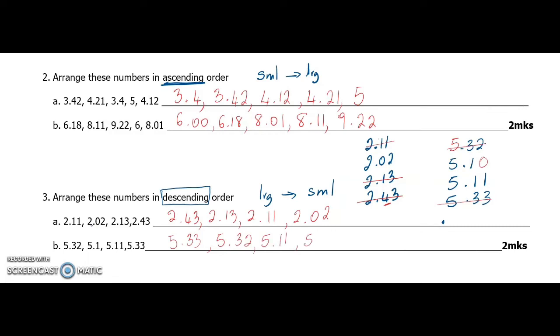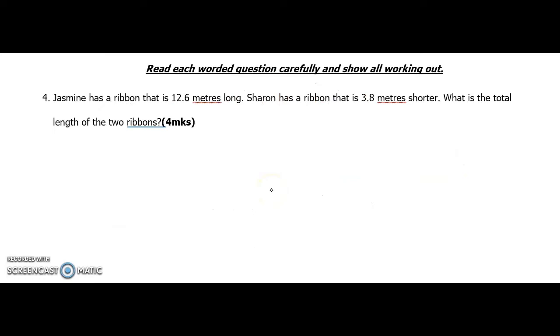Okay, so for this question, you have to read carefully and you have to show all working out. So it is saying that Jasmine has a ribbon that is 12.6 meters long. Sharon has a ribbon that is 3.8 meters shorter. What is the total length of the two ribbons?